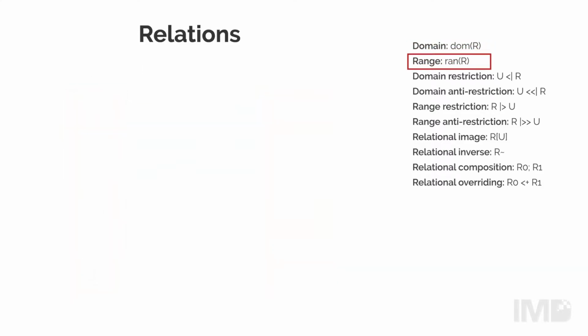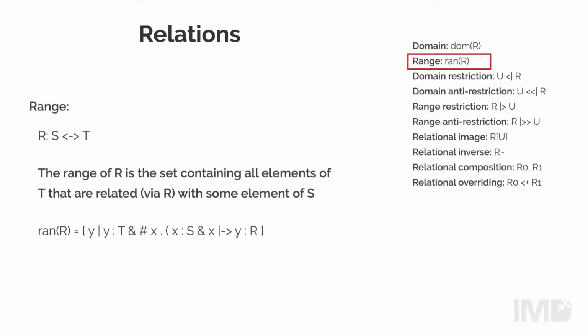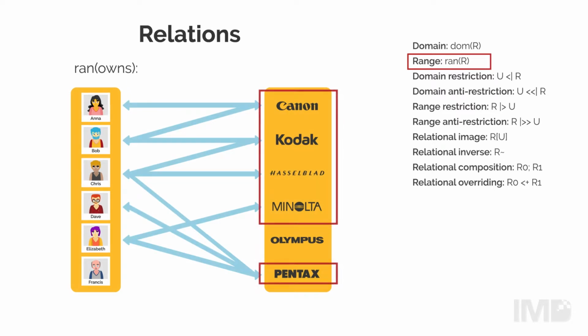On the other hand, the range of a relation R between sets S and T is a set containing all elements of T that are related via the relation R with some element of S. Therefore, the range of R is the set containing all y's, where y comes from T, and there exists x, where x comes from S, and the maplet x to y belongs to the relation R. In our example, the range of owns is a set containing Canon, Kodak, Hasselblad, Minolta, and Pentax, because these cameras are related to some photographer.